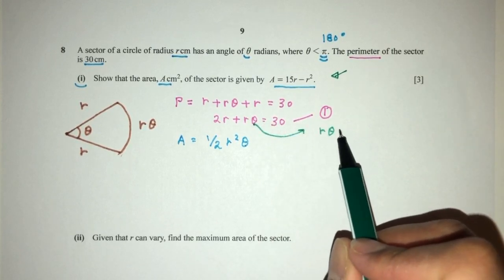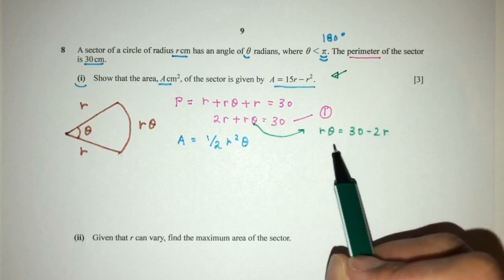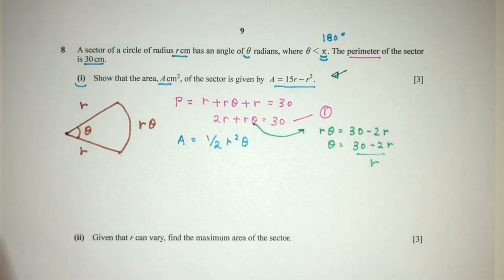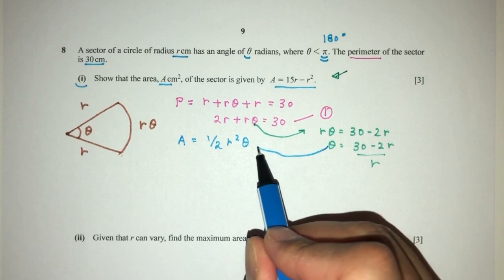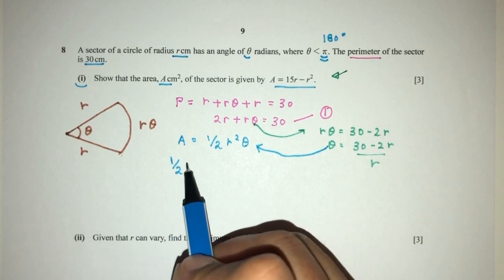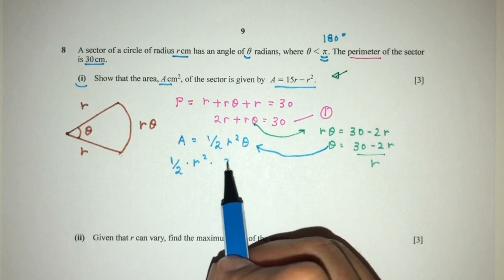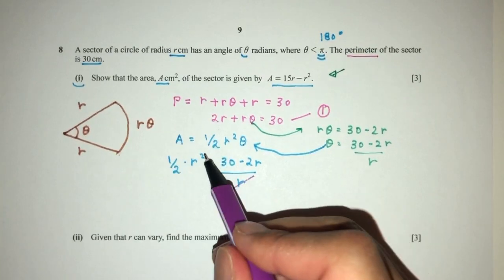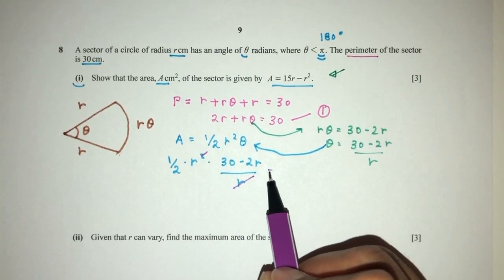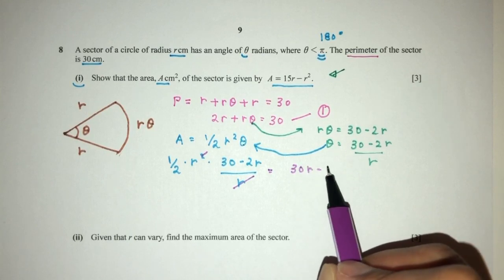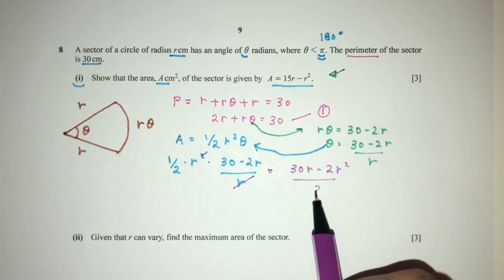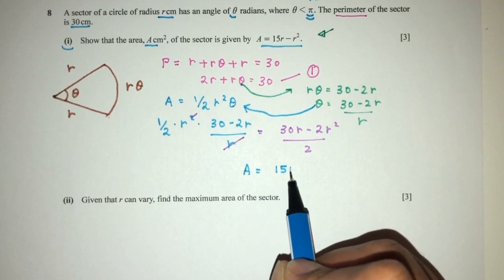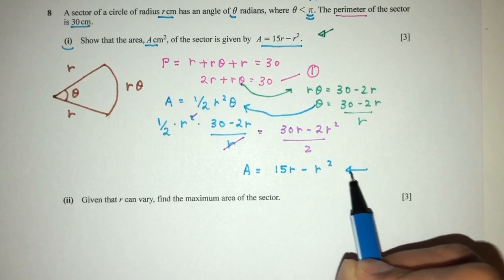You will have r theta has to be 30 minus 2r, and theta has to be 30 minus 2r divided by r. So replace the theta back in the main equation. So you will have half r squared times theta. That should be 30 minus 2r over the value of r. That will be going away. And let's see, what do we have now? We will have 30r minus 2r squared over 2. So finally simplify, divide by 2. A has to give you the value of 15r minus r squared. This is shown as required for part 1.